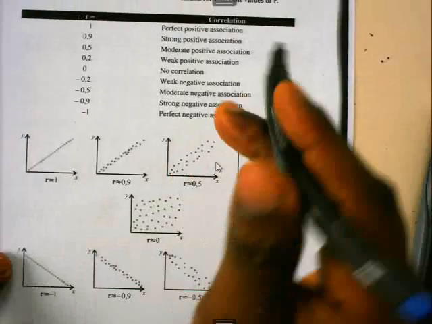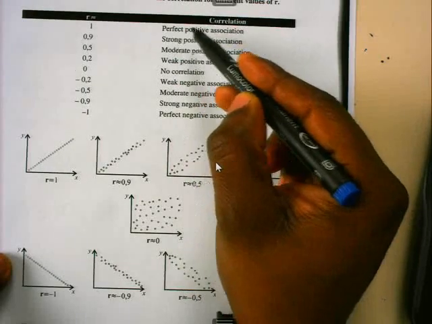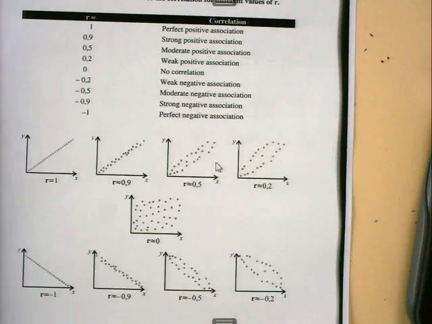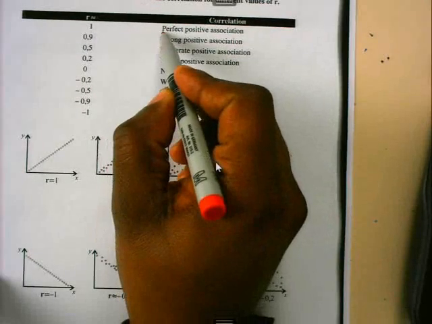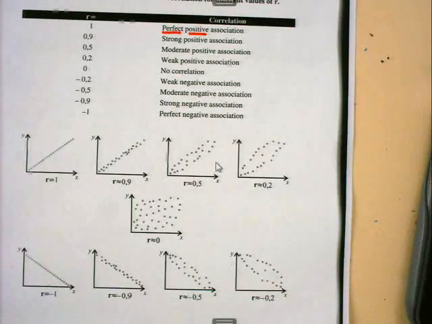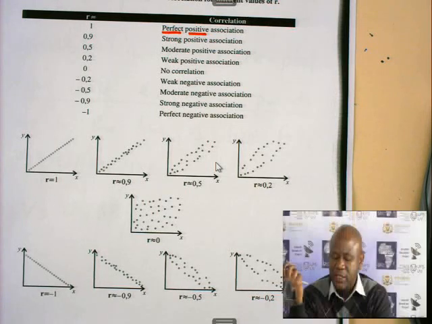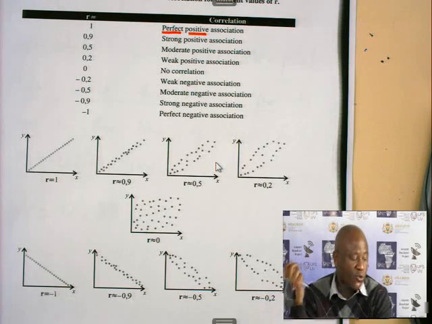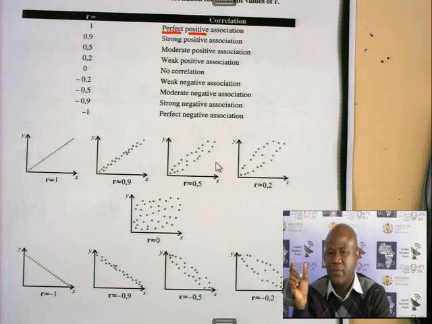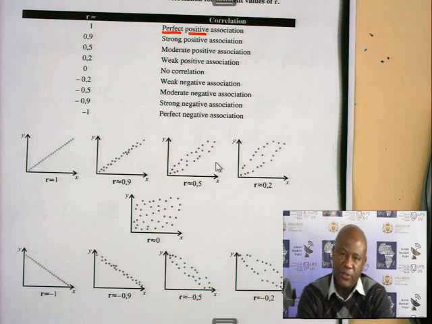That means that we have a perfect positive association. I want to underline these words. Once R is 1, perfect positive. Those two words must go together. Always when you talk of this association of R, the correlation coefficient, you must use the two words. It becomes very, very important. Perfect positive. Do you see that?